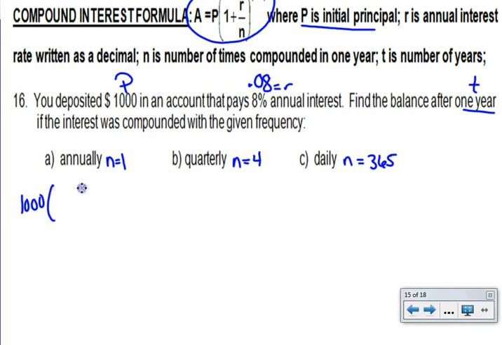So first, for annual, it's 1,000. And then the formula says 1 plus our rate, remember, was 0.08, divided by n, so in this case n is a 1, close parenthesis. Now up in the caret, because it's n times t, you're going to have to use parentheses. So n is still 1, and kind of boring, the t is a 1. So go ahead and type this in the home screen of your calculator, how I have it written there. And you get $1,080.